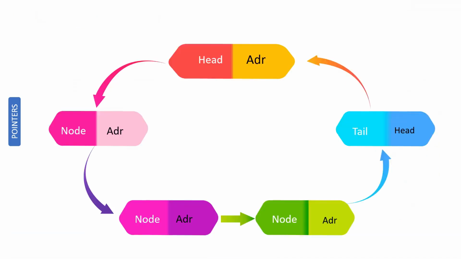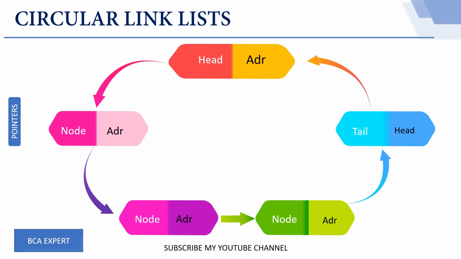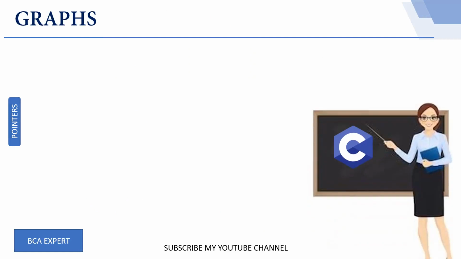Similarly, we have the circular linked list. A circular linked list is completely similar to the singly linked list, but the only difference is that the tail node will not have a null element inserted. It will store the address of the head block or the head node. So that's how it will be connected back to the head, and the complete list will become a circular linked list. Let us move on to the next topic, which is graph.